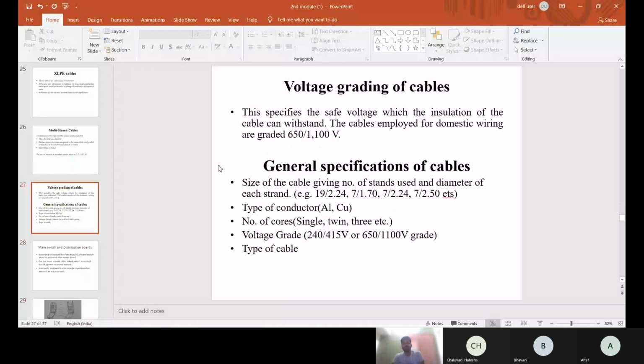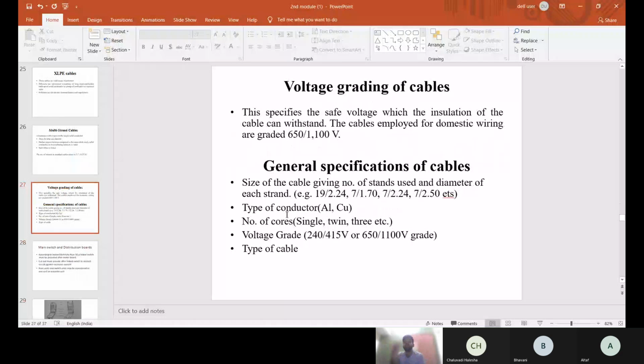The main general specifications of cables are the size of the cable, giving the number of strands used and the diameter of each strand. For example, 19 by 2.24, 7 by 1.70, 7 by 2.24, 7 by 2.5, like that. Then the type of conductor, that is, what type of conductor we are using. Normally aluminum and copper are the types of conductor used.